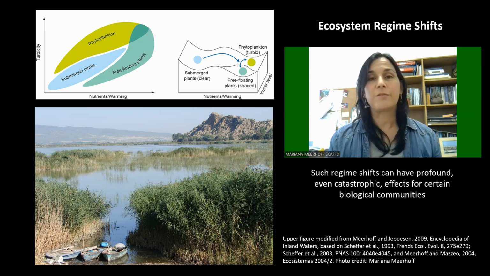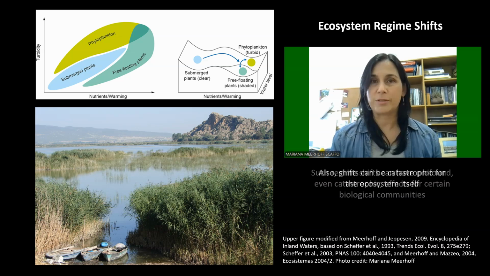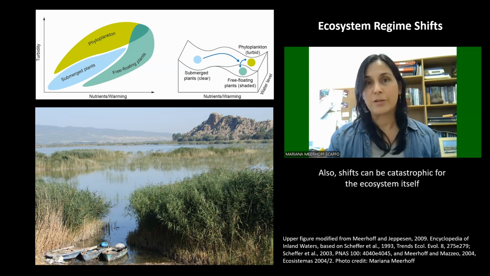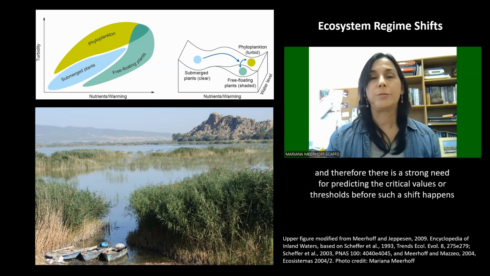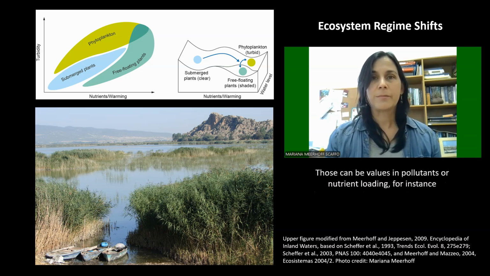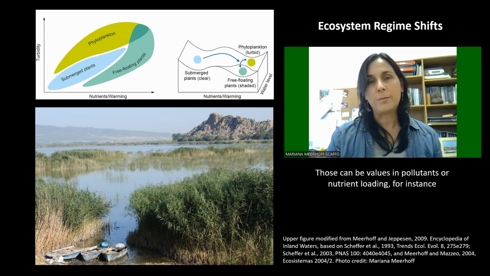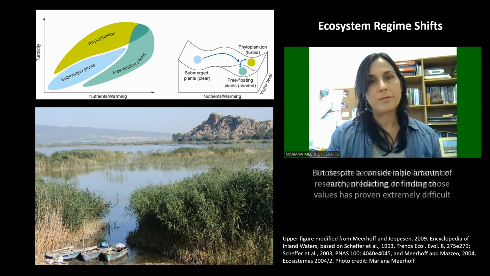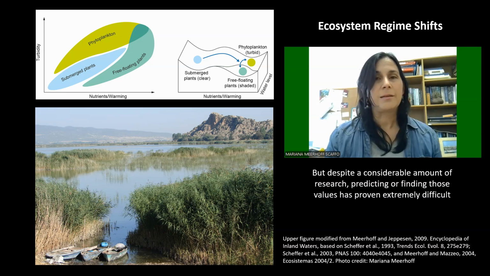Such regime shifts can have profound, even catastrophic effects for certain biological communities. Also, shifts can be catastrophic for the ecosystem itself, and therefore there is a strong need for predicting the critical values or thresholds before such a shift happens. Those can be values in pollutants or nutrient loading, for instance. But despite a considerable amount of research, predicting or finding those values has proven extremely difficult.